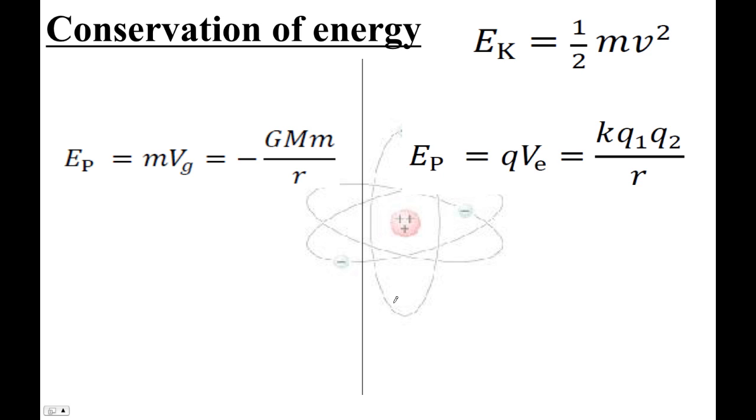Let me show you how to solve conservation of energy problems with gravitational potentials and electrical potentials. Remember that. We've got these equations here. This is the potential energy, so EP is potential energy. What they're saying is that it's the mass times the gravitational potential. If you recall, the gravitational potential is the opposite of G M over R.